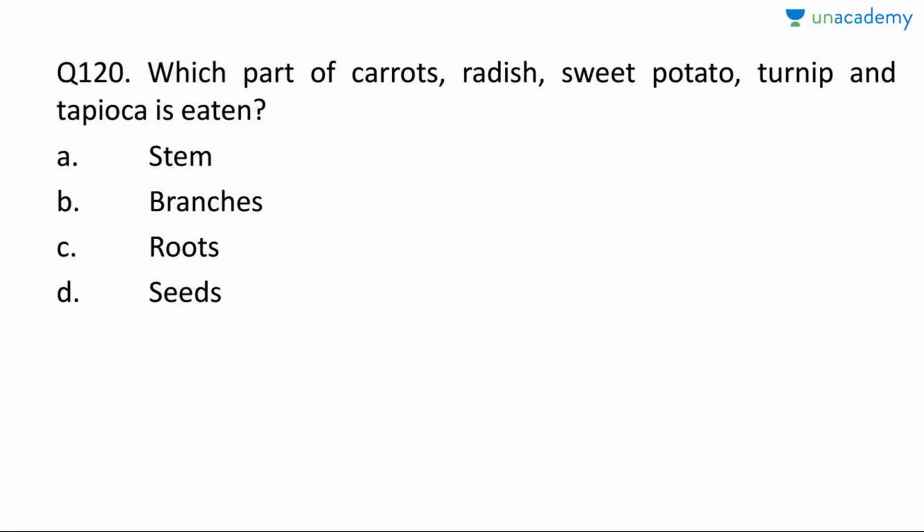And the last question for this lesson is, which part of the carrots, radish, sweet potato, turnip and tapioca is eaten? So it is a very typical question. So basically when you take out carrot or radish, if anybody has been to a farm, I used to take out the root and we used to clean it with water. There are a lot of hairs, we used to remove them. So here the answer is roots. So roots is the part which we eat in case of carrots, radish, sweet potato, turnip and tapioca.